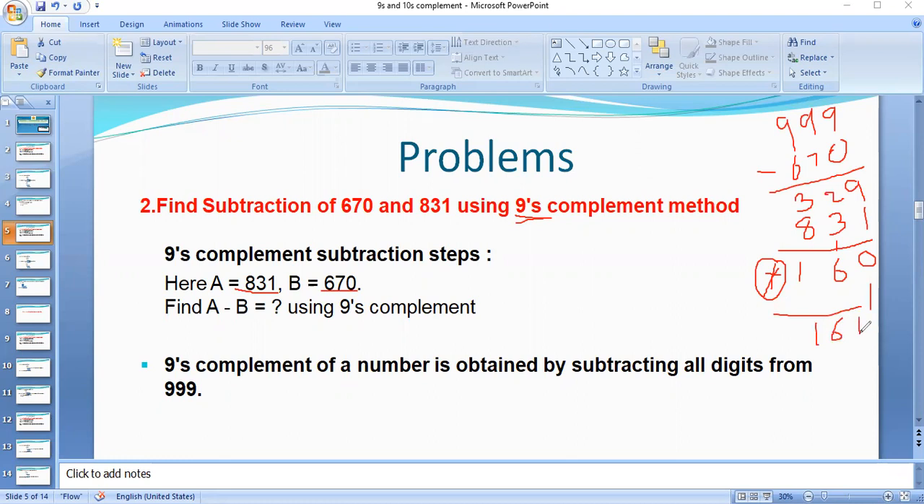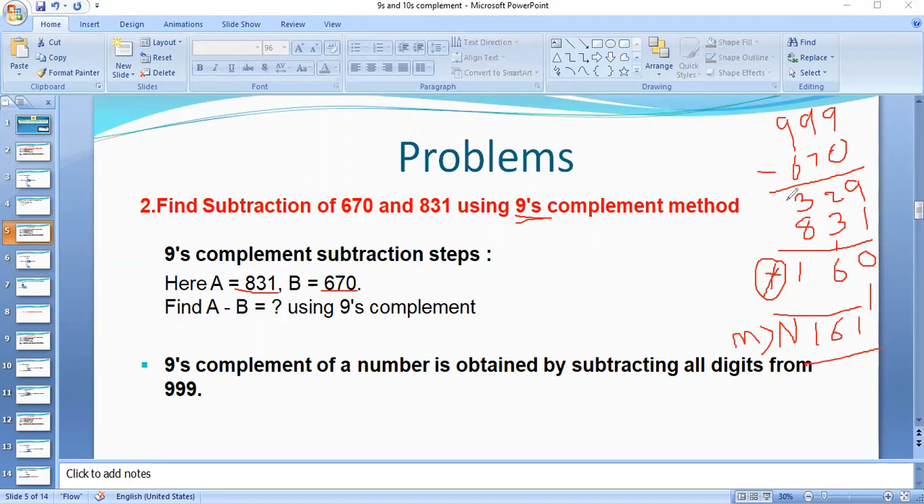161 is the result. In the previous problem also we got minus 161, that was the m less than n condition. Both problems use the same numbers, but that was the m less than n condition, and here it is the m greater than n condition. We get the same number, but that was a negative result and this is a positive result, because here we are subtracting the smaller number from the bigger number.